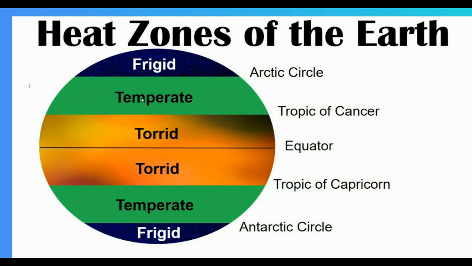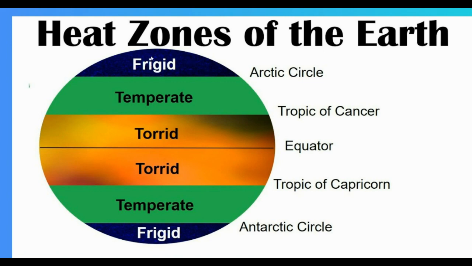Now let's see this green zone. One green zone you can find in the northern part, and one green zone you can find in the southern part of the Earth. This green zone is known as the temperate zone, which is not too hot or too cold. It means the temperature in both of the green zones is moderate. It starts from the Tropic of Capricorn to the Antarctic Circle in the southern part and the Tropic of Cancer to the Arctic Circle in the northern part.